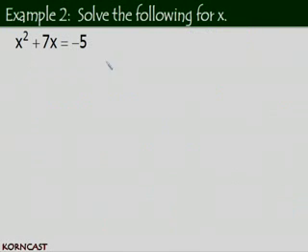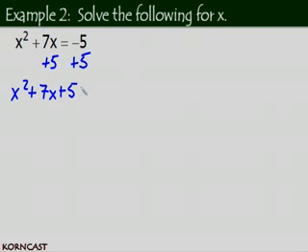In example 2, again, we're going to solve this equation for x. But please notice that it is not in standard form and it's not equal to 0. So the first thing we must do before we start to solve this is add 5 to both sides. So collecting like terms gives us x squared plus 7x plus 5 is equal to 0. Now that we have that, we need to identify our a, our b, and our c terms.